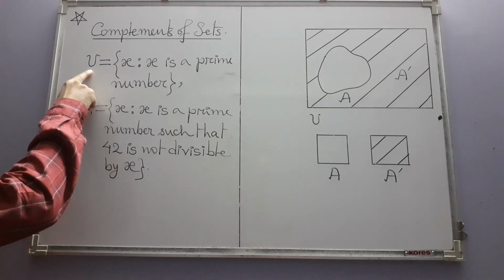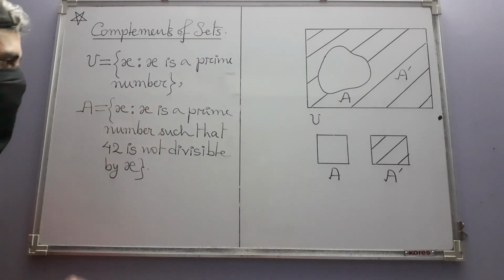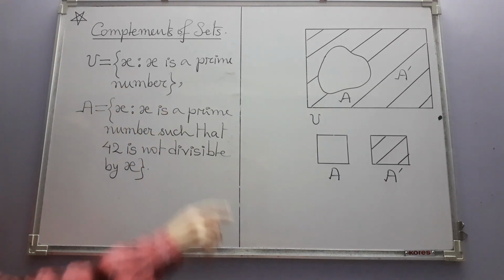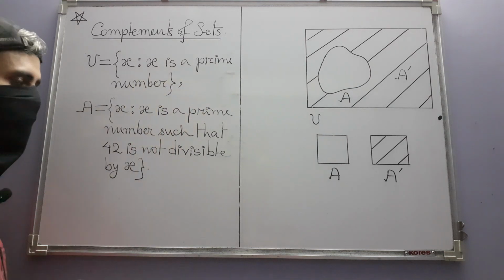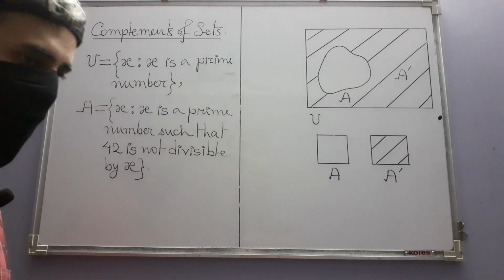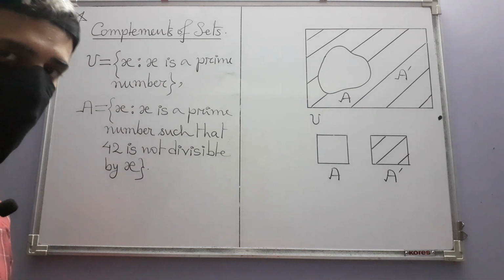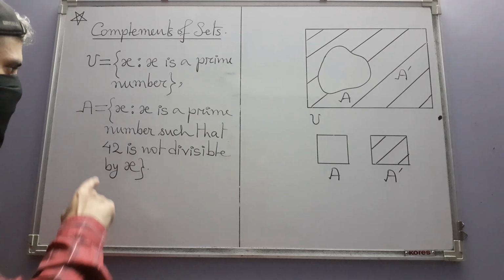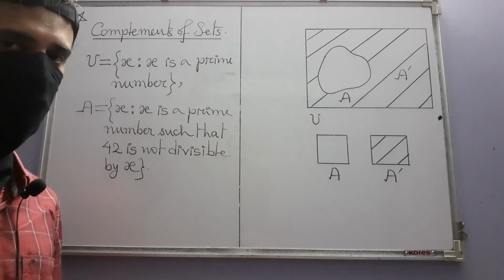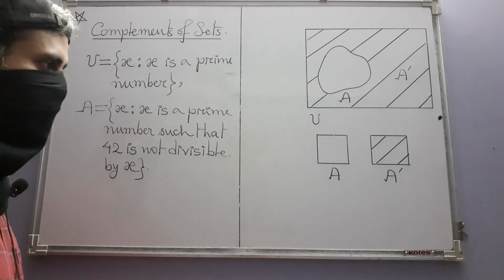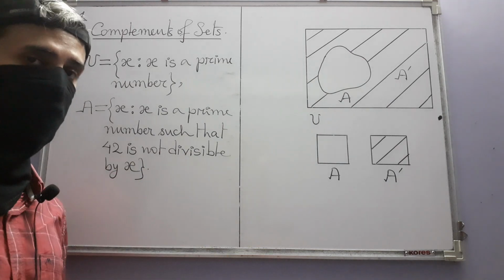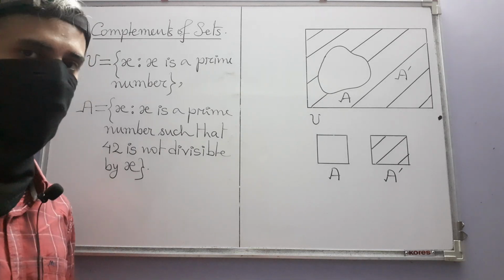Let's consider these two sets U and A. U is the set of all prime numbers, written like this in set builder notation. It is the set of all x such that x is a prime number. And A is the set of all x such that x is a prime number which does not divide 42. In other words, A is the set of those prime numbers which are not prime divisors of 42. There is a chance of confusing the set A as the set of prime divisors of 42. No, it is precisely not that.